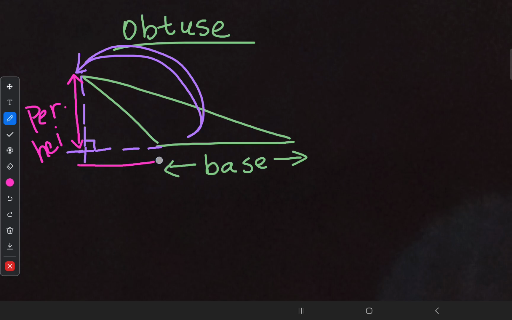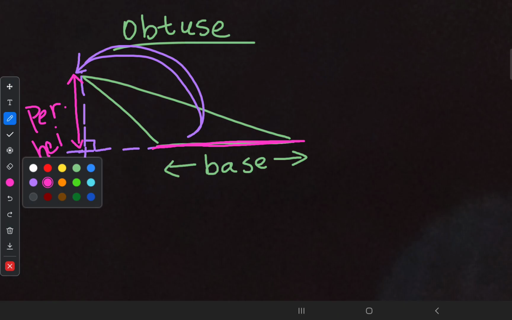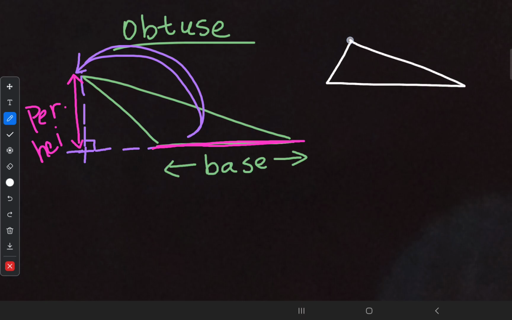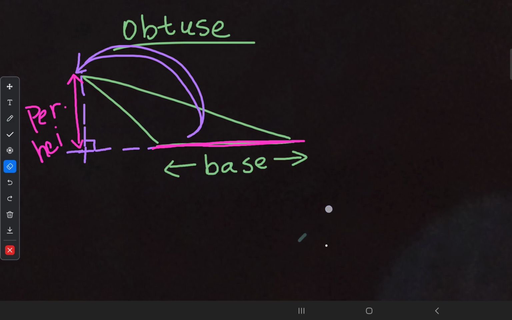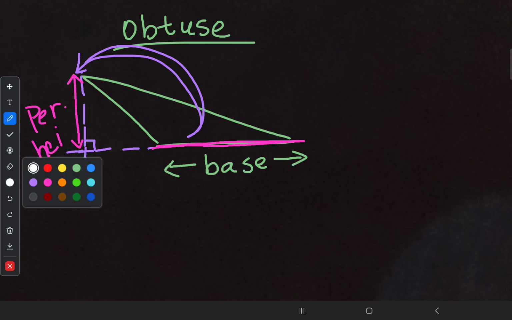In the base also, don't consider the construction lines. You have to consider this length only. This is the way you have to approach the area in obtuse cases. This is a little different from the previous cases. In acute cases, perpendicular height is located inside the triangle. In right cases, perpendicular height is one side: one is base, one is perpendicular height. But in obtuse cases, the perpendicular height should be located outside the triangle. Here inside, here one side, here outside. These are the things you should know about an obtuse triangle.